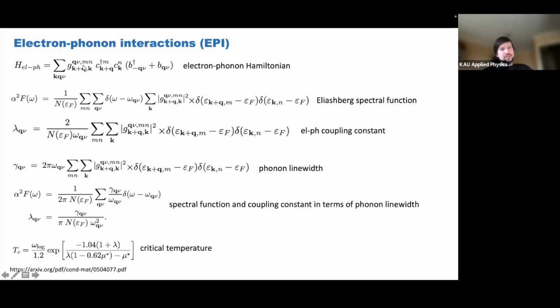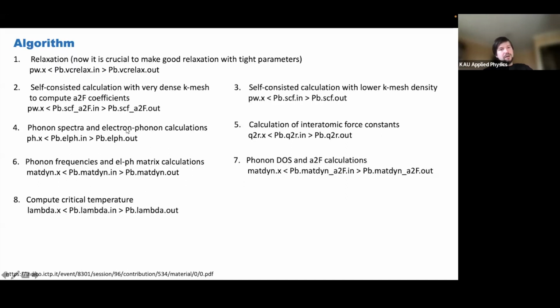So these coefficients of this matrix, we will get them in a reciprocal form. We had to make a Fourier transform from Q to R. We will get the interatomic force constants and the real-space form of the electron-phonon matrix. Then with all this, we will go to another step, the dynamical matrix.